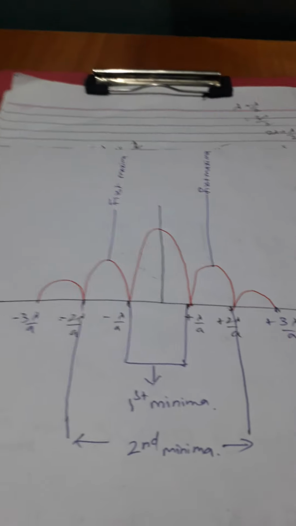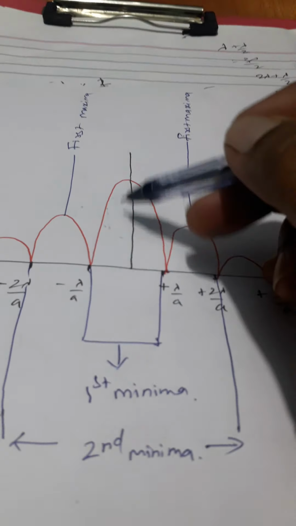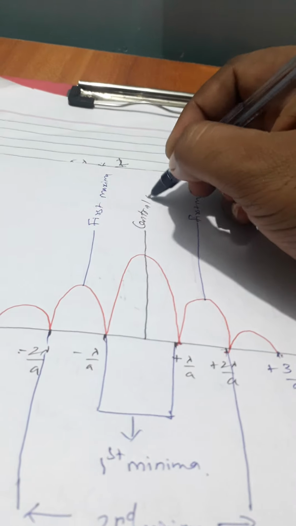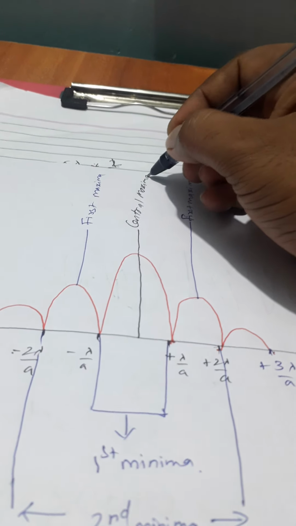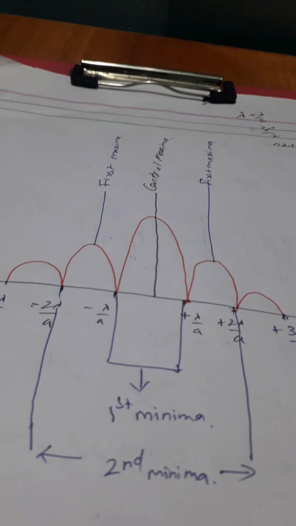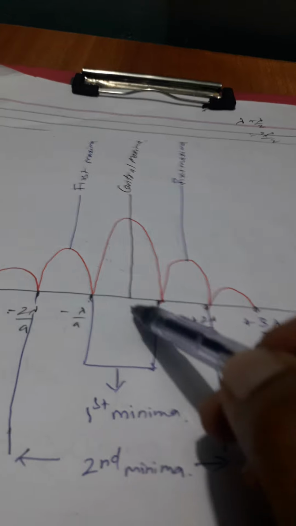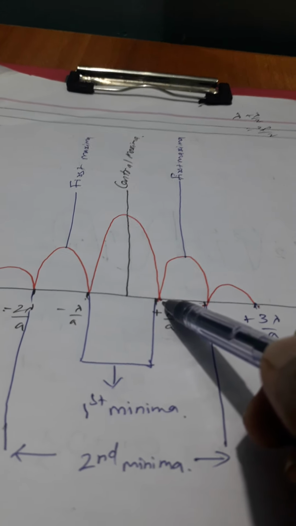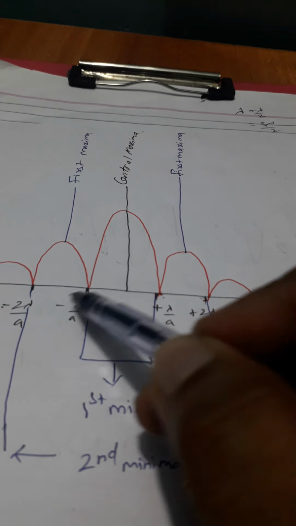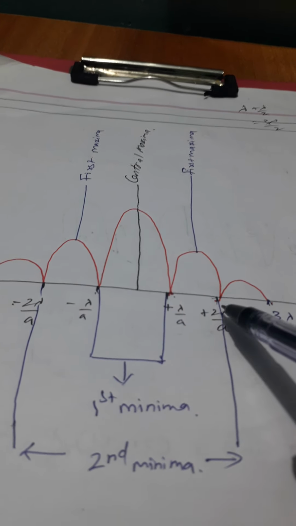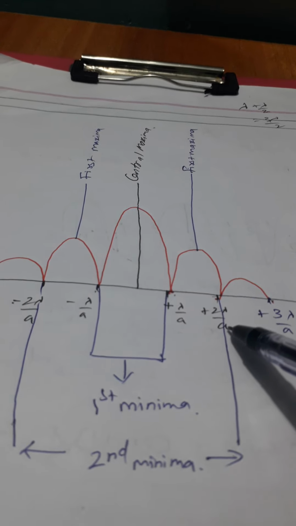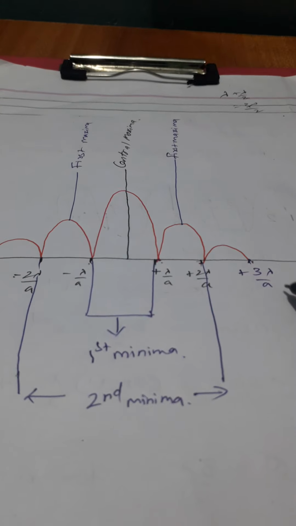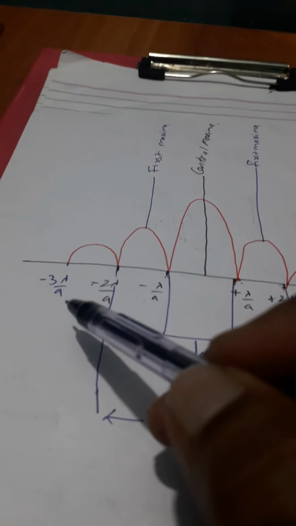So see about the graphical representation. This is the central maxima, the brightest point. This is first minima, so plus lambda by a. We have learned how we get it. Plus lambda by a, this is minus lambda by a. This is our second minima, plus 2 lambda by a, minus 2 lambda by a. This is our third, plus 3 lambda by a, minus 3 lambda by a.